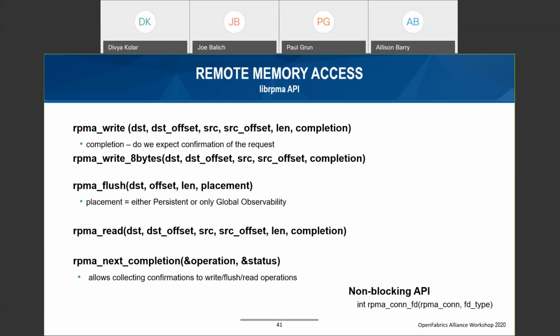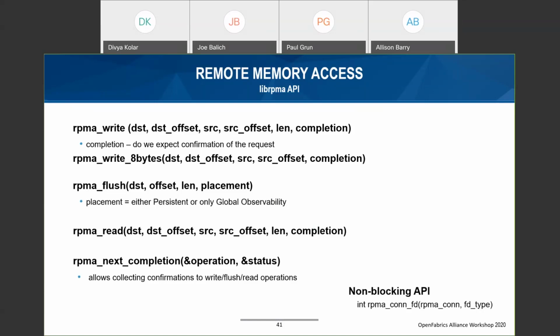We have a separate API for 8-byte atomic operations that can be used to update pointers in an atomic way, for example. And then we have this RPMA flush command that is used to ensure that the data are finally stored in persistent memory. Then, of course, the read operation, very similar to the write one, with the destination offset, source offset, size, and completion. And then a separate API call to collect completions.